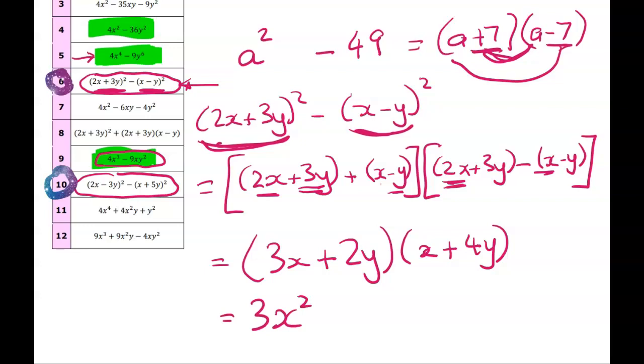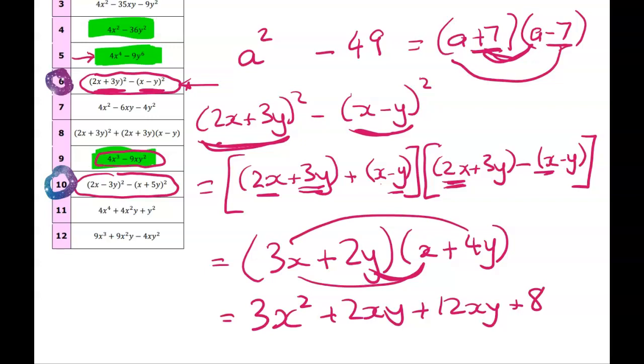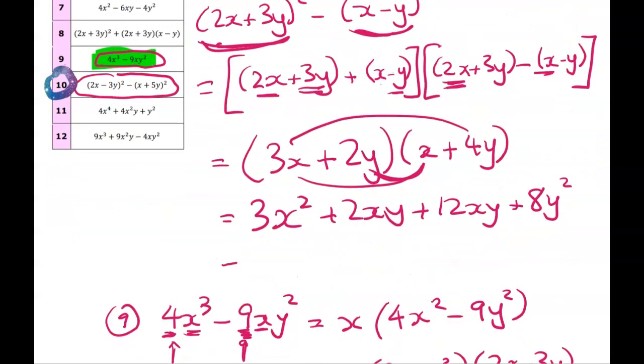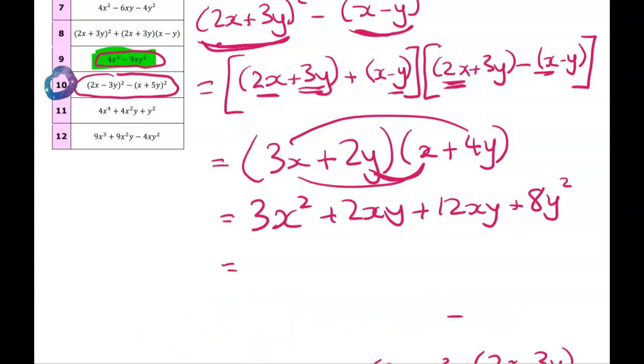So 2x squared plus 2xy in here, plus 12xy from these two, plus 8y squared. So cleaning that up gives us, let me just get rid of this. What does that give me? 3x squared plus 14xy plus 8y squared. Okay, so that's that expanded, or I think it would be fine to leave it in factorized form. It would depend on what you needed to do with that expression if it were inside another problem.